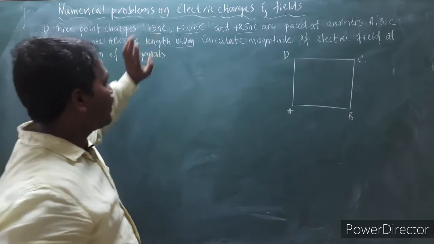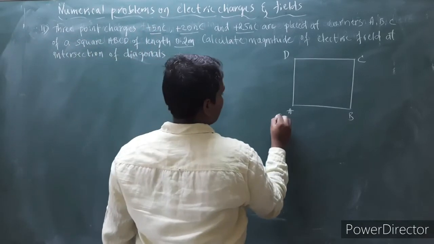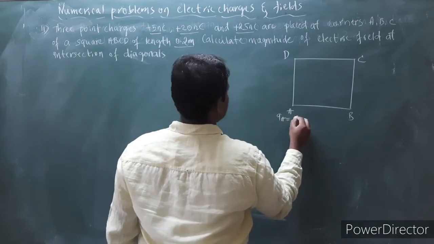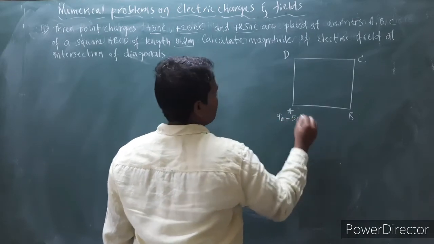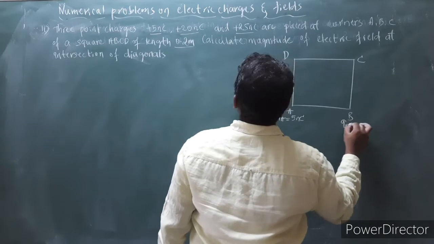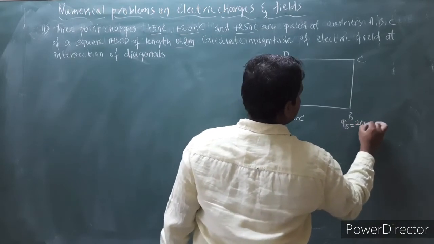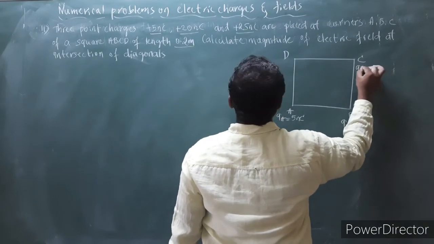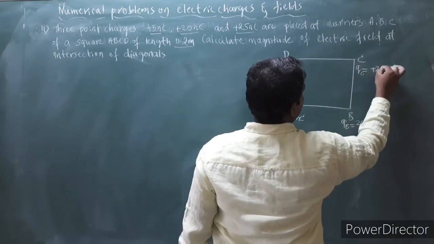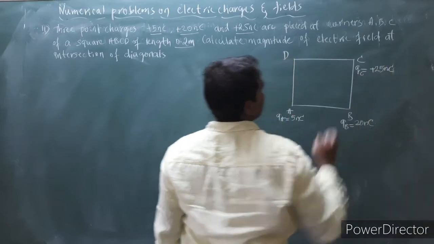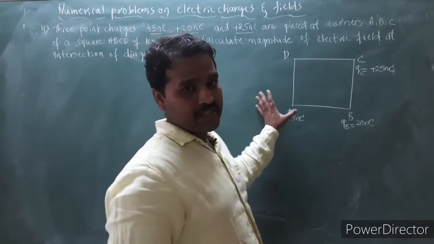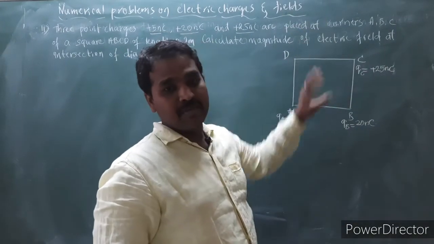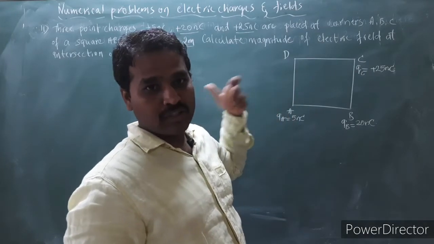So at A I have QA is equal to plus 5 nanocoulomb here. At B I have QB is equal to plus 20 nanocoulomb, and at C I have charge QC which is equal to plus 25 nanocoulomb. In this example they have given only charges at 3 corners. They may also give charge at the fourth corner also.